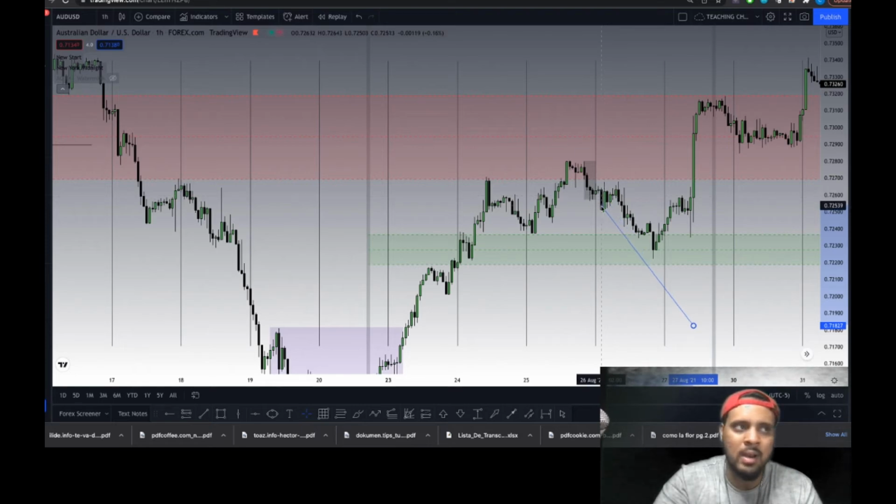So if you got into a trade here and bought off of this bullish order block here, your stop would have been at this low here.